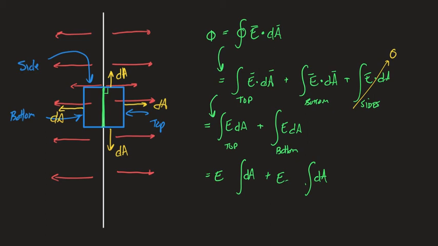Here, we eliminated the parts that didn't contribute to the problem. The places where there was no contribution to the flux. No electric field pierced the area.